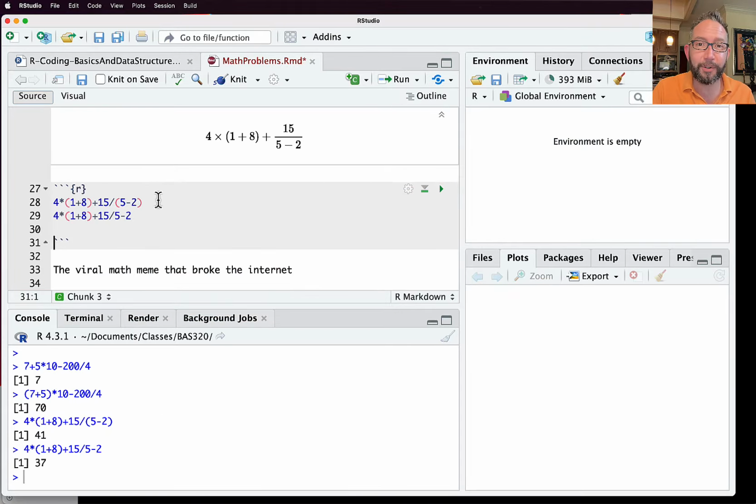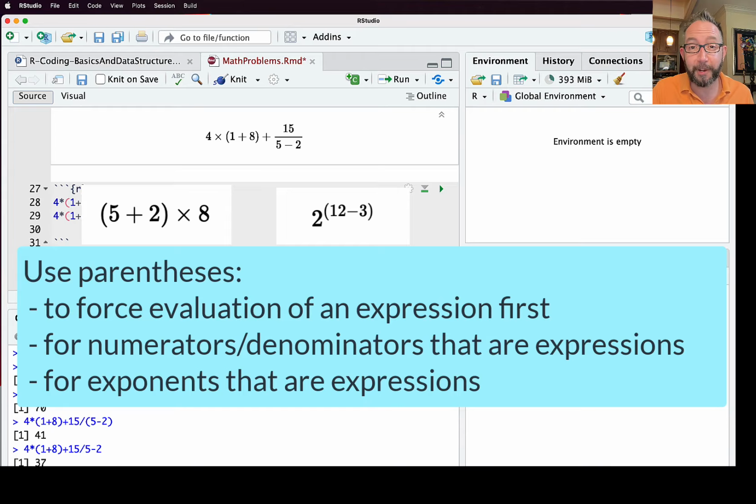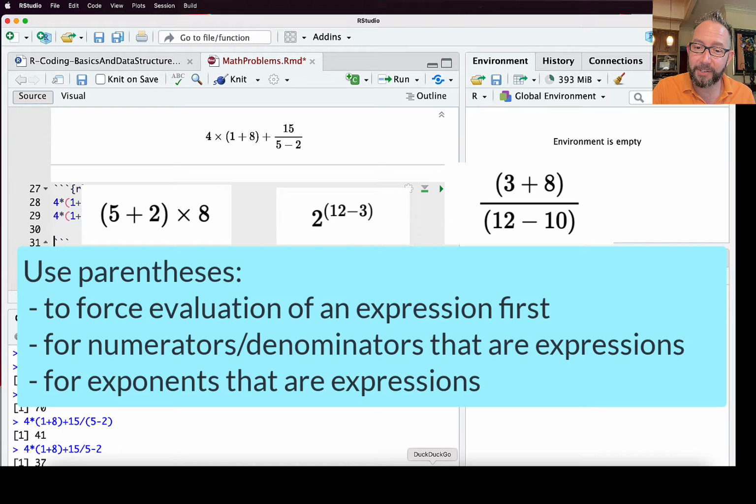So we need to make sure that if there is a certain operation that we need to have R evaluate first, put that inside the parentheses, and we'll be using that a lot when we raise things to a certain power, when we run special functions, etc. So parentheses are our best friend for making sure the computation proceeds as we want it to.